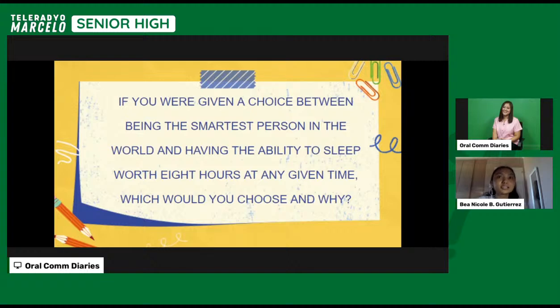Knowledge is power, but it does not mean you have to be the smartest around. As the famous saying goes, health is wealth. You can be knowledgeable and successful without being the smartest, while also not depriving your health through lack of sleep. So I would gladly choose to have the ability to sleep worth 8 hours at any given time.